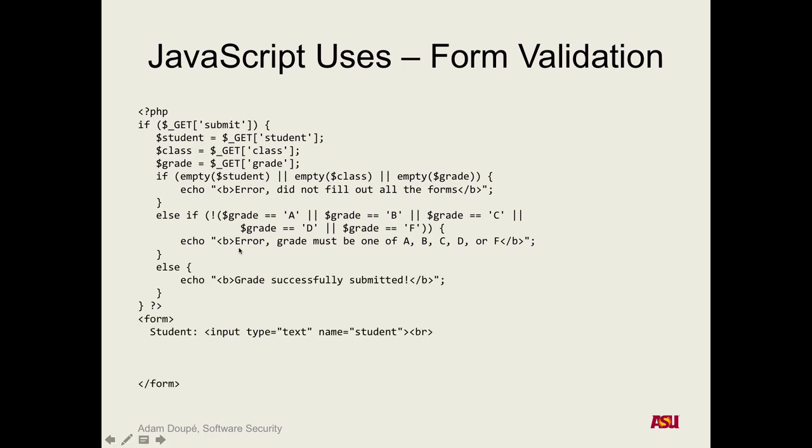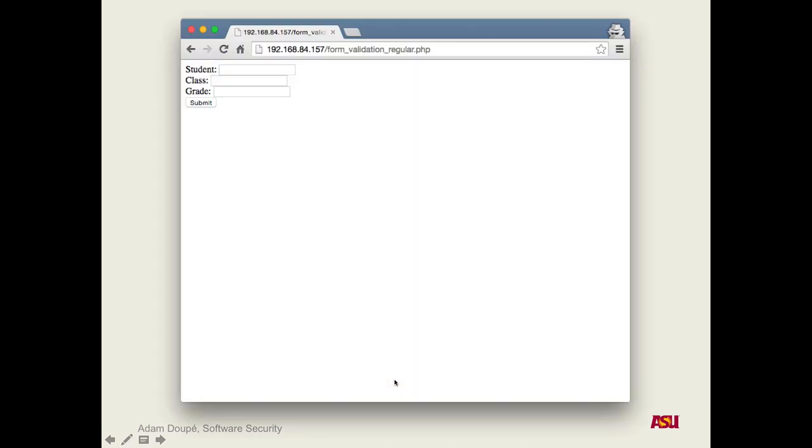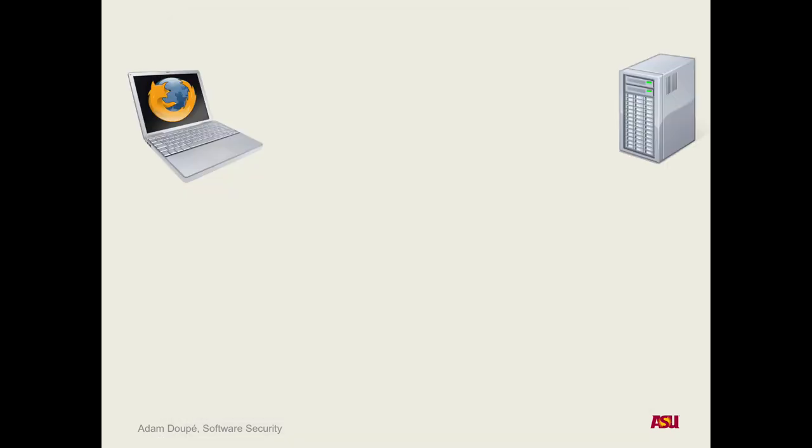Otherwise, we have this. So here we're doing all the fancy submission. Now we can have a form that's setting the student, class, and grade, with a submit button. It looks something like this. I can fill in all this stuff. And if I don't fill out the class, when I submit this, it's going to tell me error, right? Error. Okay, until there, grade successfully submitted.